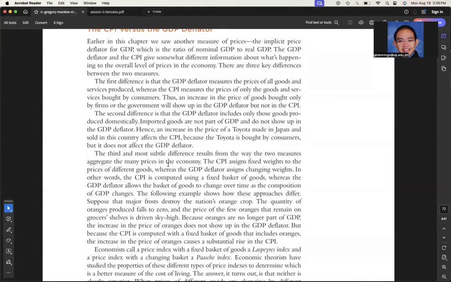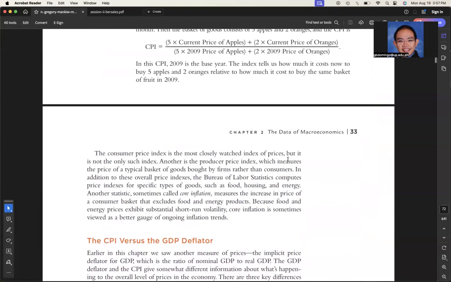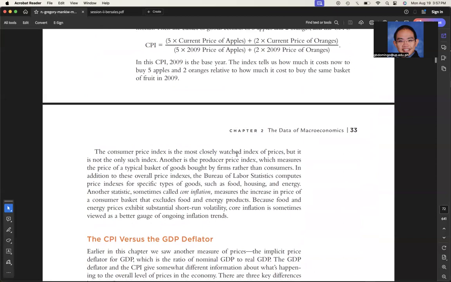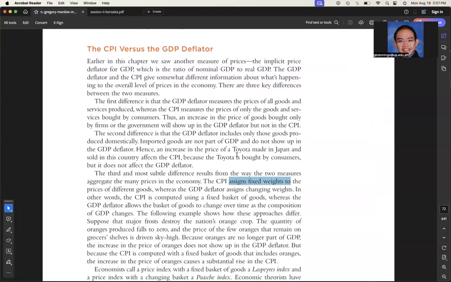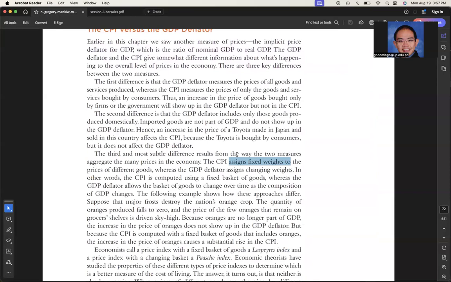The third and possibly subtle difference results from the way they aggregate the prices. CPI assigns fixed weights. This is important. If you notice, in the earlier equation the weights are the quantities, 5 and 2, 5 and 2. So the basket is constant. It's of course updated from time to time, but in any given comparison, when you're downloading data from PSA, they are fixing the basket.